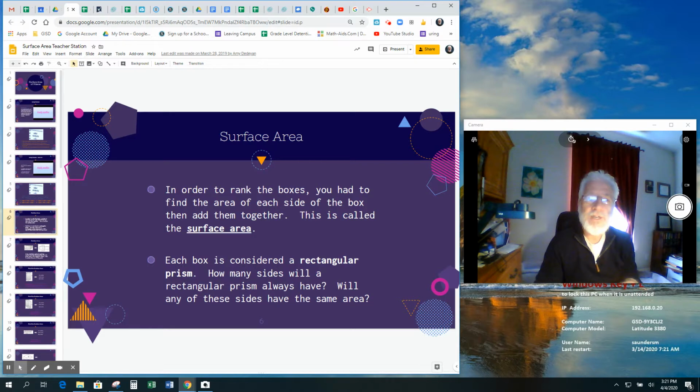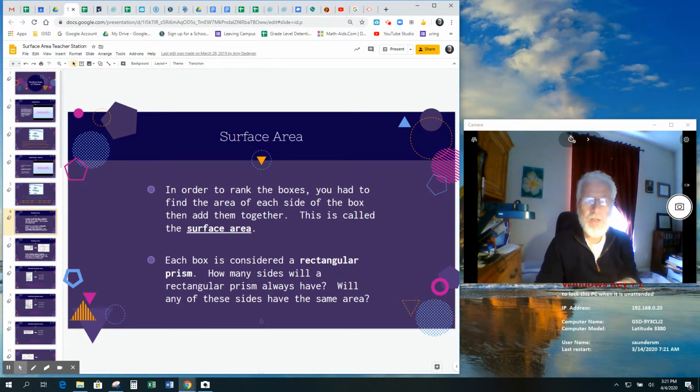Each box is considered a rectangular prism. And how many sides will a rectangular prism always have? So think about it. If we have a rectangular prism, there's going to be 4 faces that represent the height, each one a rectangle, and then 2 bases, so 4 plus 2 is 6. It's always going to have 6 sides. Okay. Are they going to have the same area every time?